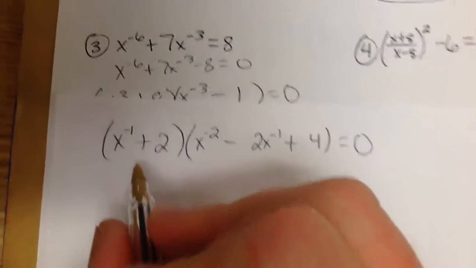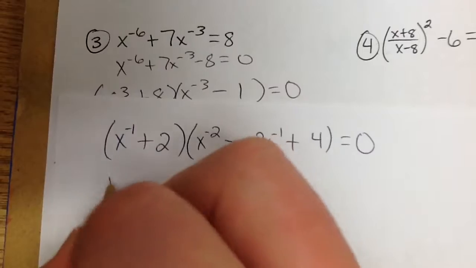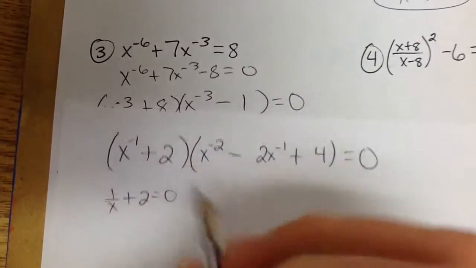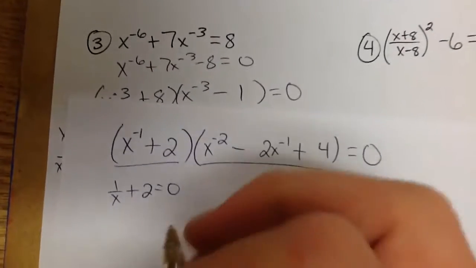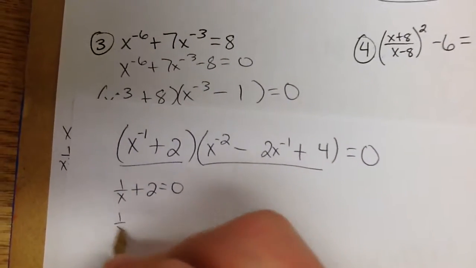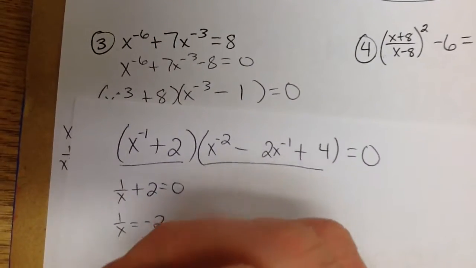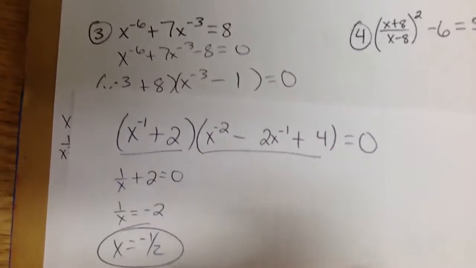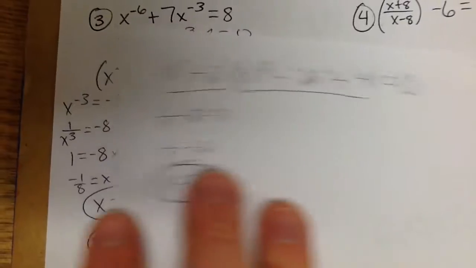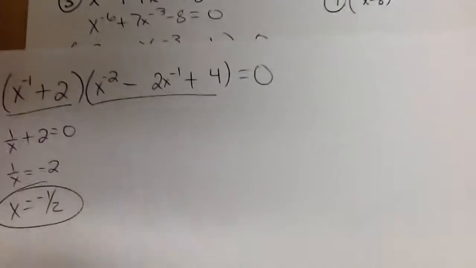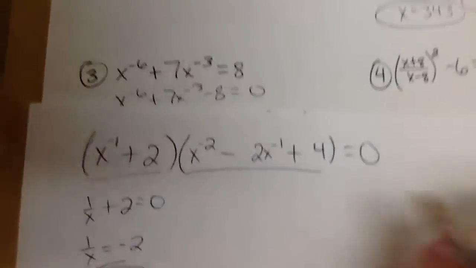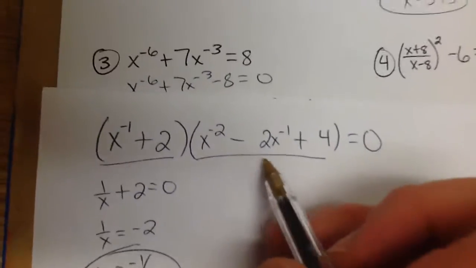So that one's easy. We got 1 over x plus 2 equals 0. Right, we can set each factor equal to 0. So 1 over x equals negative 2. So there's your x equals negative 1/2 that we got before. Then there's this garbage right here, which is probably not factorable. Nope, 2 and 2 don't make 2. 4 and 1 don't make 2.